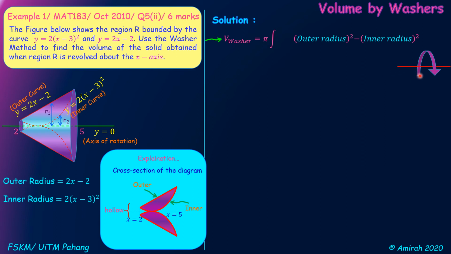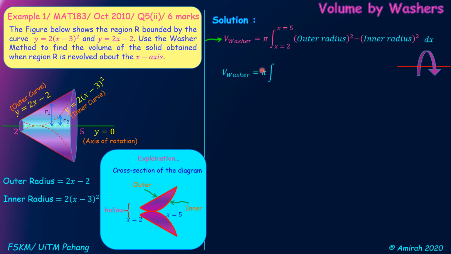if the axis of rotation is a horizontal line, as we have here, we need to integrate with respect to x. When we integrate with respect to x, we need to use the lower limit and upper limit on the x-axis. From this diagram, x is from 2 to 5. So 2 is our lower limit and x equals 5 is our upper limit.